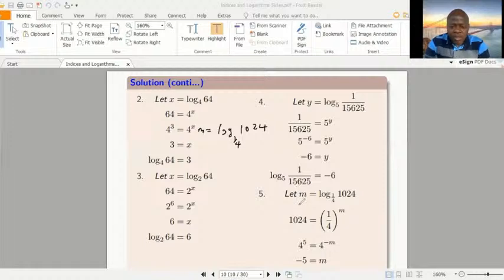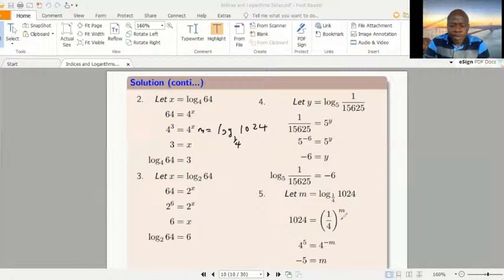That means when you say let it be m, then m has to take the position of 1024, and 1024 has to take the position of m. And so this is what I get: 1024 equals a quarter raised to m. So then I write 1024 in terms of 4. I found that it would be 4 raised to 5.